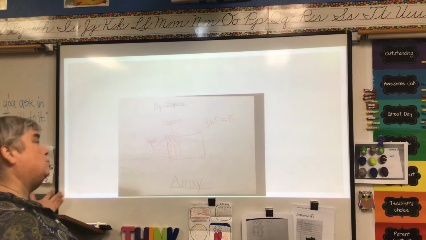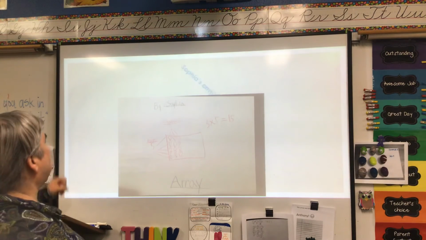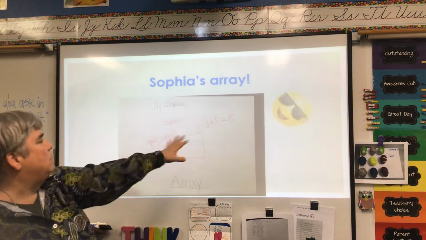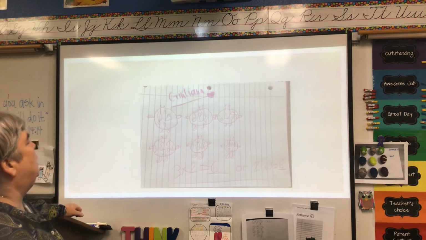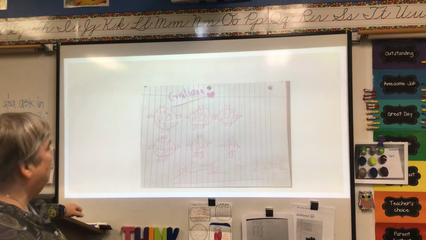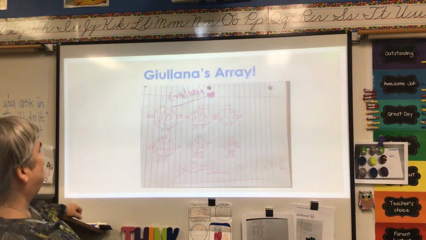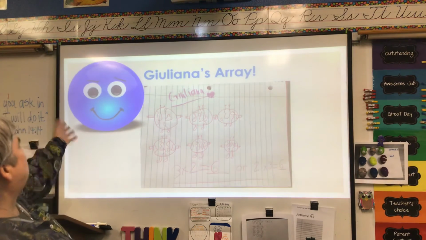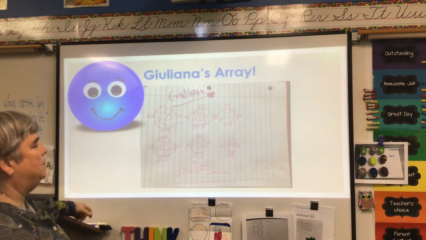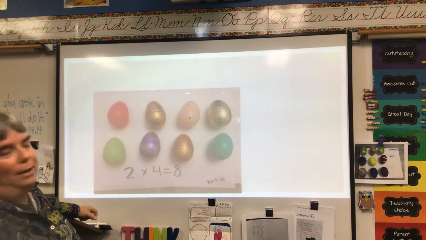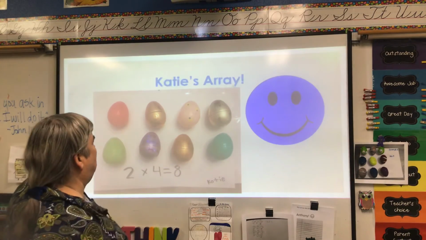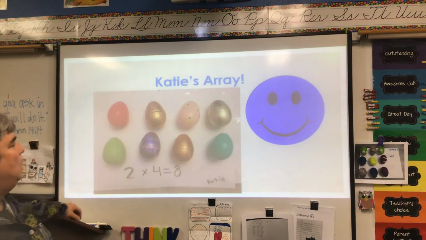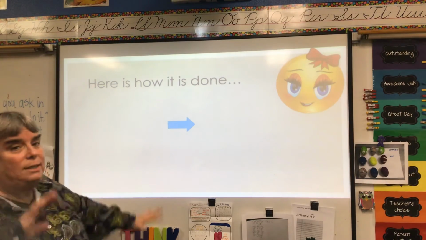Sophia's array, she drew hearts, Valentine's Day. Right? And so hers is 3 times 5 is 15, and she has another cool smiley. And then Juliana has 3 rows of 2 or 2 rows of 3. Great job. Easter eggs. 2 times 4. Katie did a nice little array there. Good job, Katie.